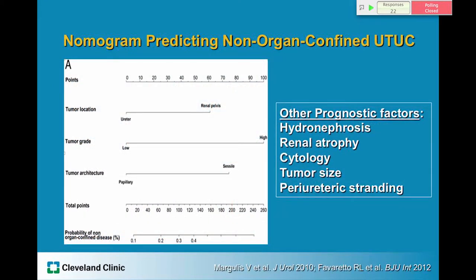So are there ways to predict which patient will have non-organ-confined disease preoperatively? Nomograms have been developed. This one from Margulis identified only three predictive factors that were included in the nomogram for non-organ-confined disease. They found that tumor location in the renal pelvis, high-grade tumor, and sessile tumors were associated with non-organ-confined disease. Other studies have looked at other factors, such as hydronephrosis, which has been associated, renal atrophy, positive cytology, tumor size, and periureteral stranding.